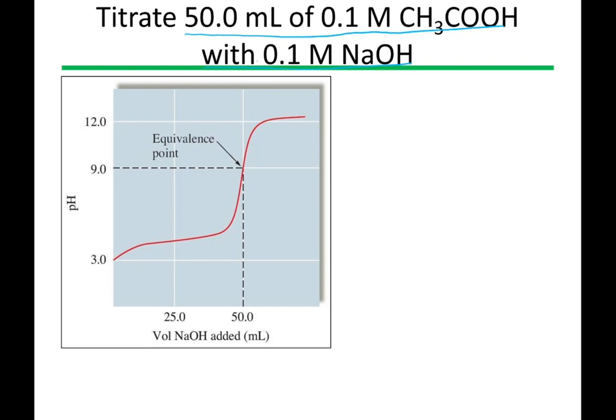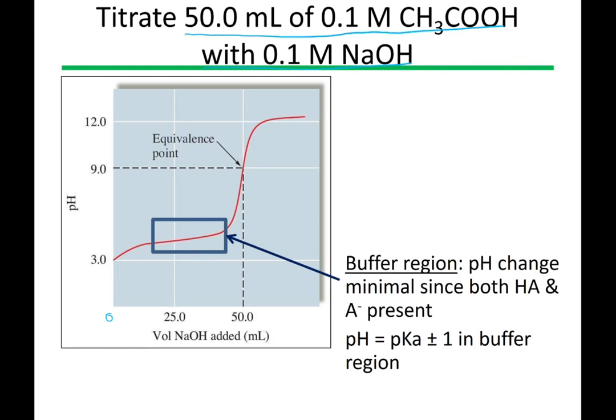and we plotted this at several different volumes of NaOH, we'd get a graph that looks something like this, going all the way from 0 to whenever we stopped. There are some features of this graph that we'd like to point out. The first is this buffer region, where the pH change is going to be minimal. As we're adding base here, the pH does not change very much, and that's because we have both the weak acid and its conjugate base present.